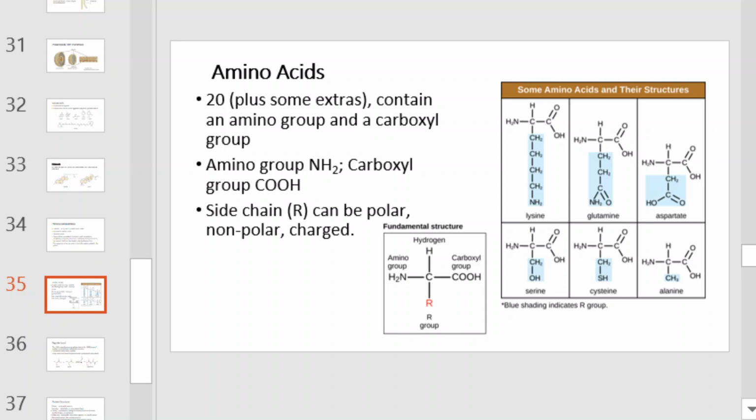Here we have amino acids. There are, again, 20 amino acids that are largely responsible for every protein that we know on Earth. These amino acids contain an amino group and a carboxyl group. The amino group, or NH2 group, is on one end of the amino acid, while the carboxyl group, or COOH, is on the other. In the center, you will have a carbon atom attached to a functional group or side chain labeled R in this picture.